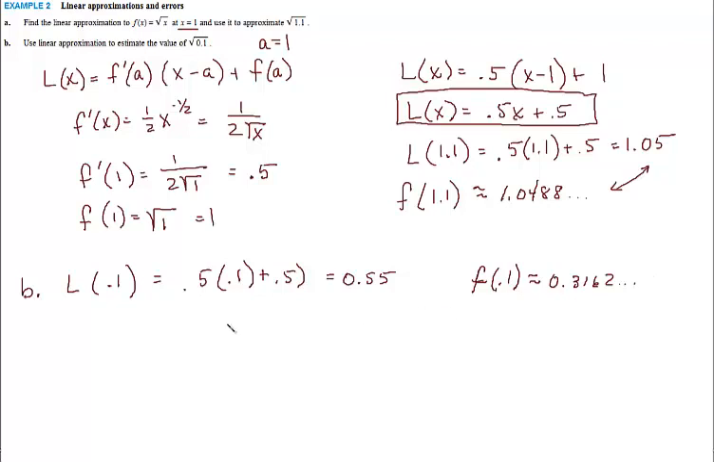So I don't really like this. Let's choose another a. I want to choose an a that I can easily take the square root of, but that's kind of close to 0.1.